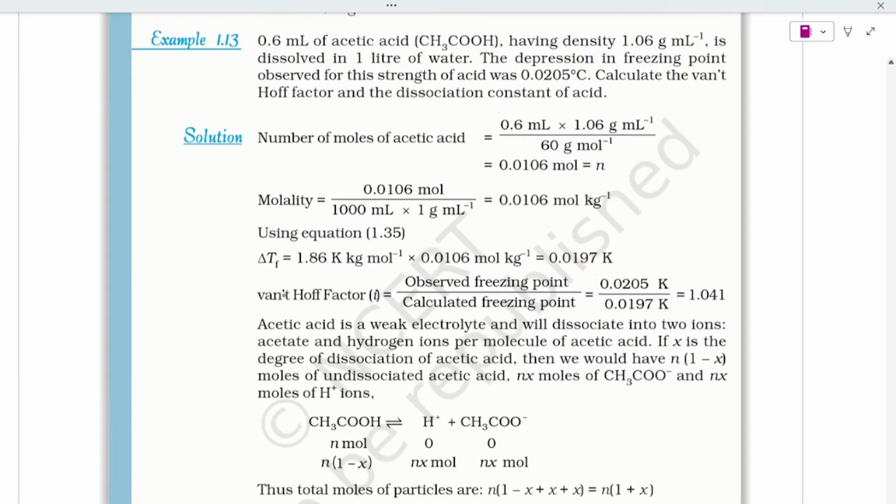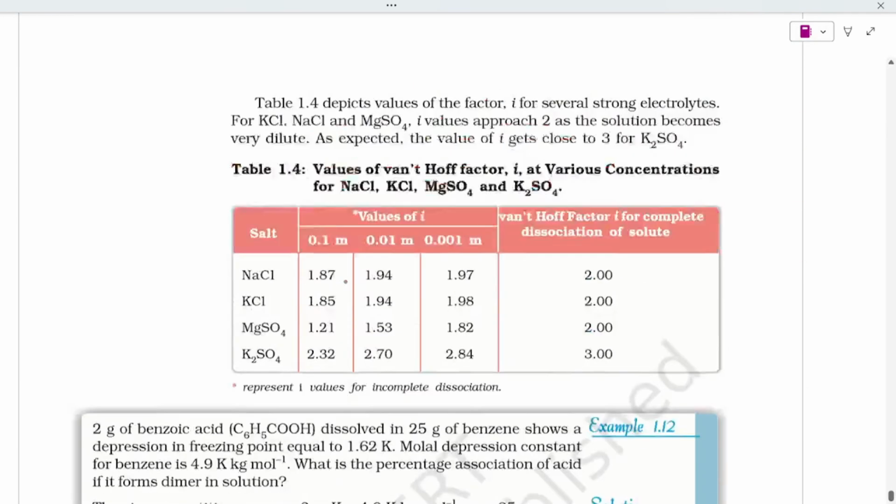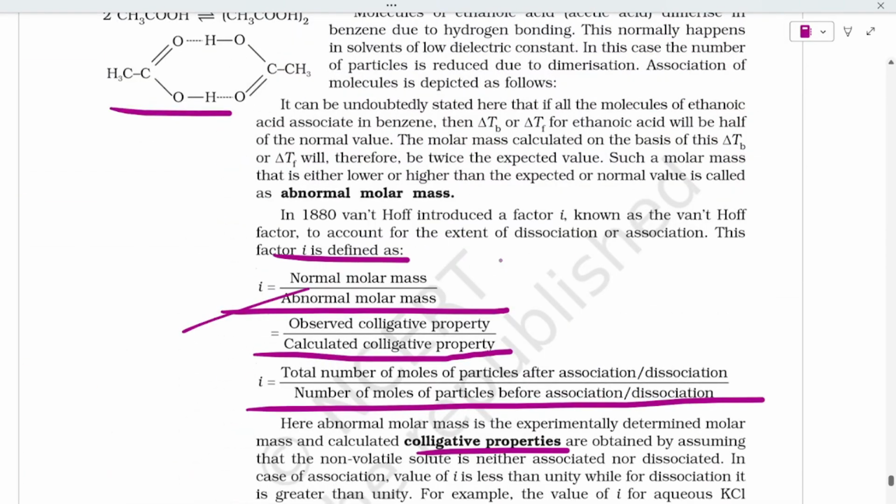Now the last example. 0.6 milliliter of acetic acid, CH3COOH, with a density of 1.06 gram per milliliter, is dissolved in 1 liter of water. The depression in freezing point observed for this strength of acid was 0.0205 degrees Celsius. Calculate the Van 't Hoff factor and the dissociation constant. The Van 't Hoff factor is the observed divided by the calculated, that is i, which we studied earlier.